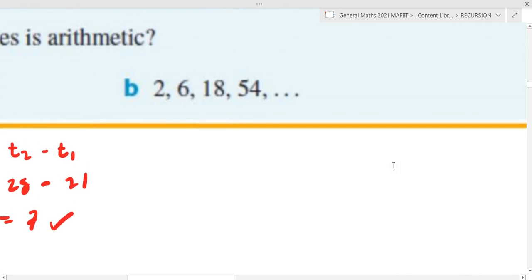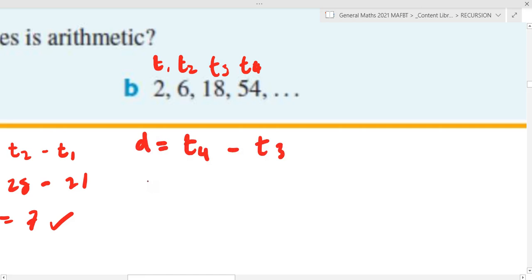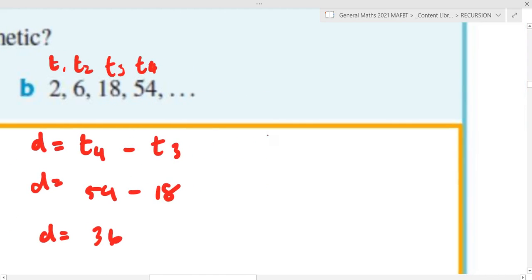Okay, so let's label this. This is T1, T2, T3, T4. So let's try doing T4 minus T3 for our common difference. Let's write that there. So let's go 54 minus 18, and that equals 36. Okay, fine. What about T3 take away T2? What will that equal?